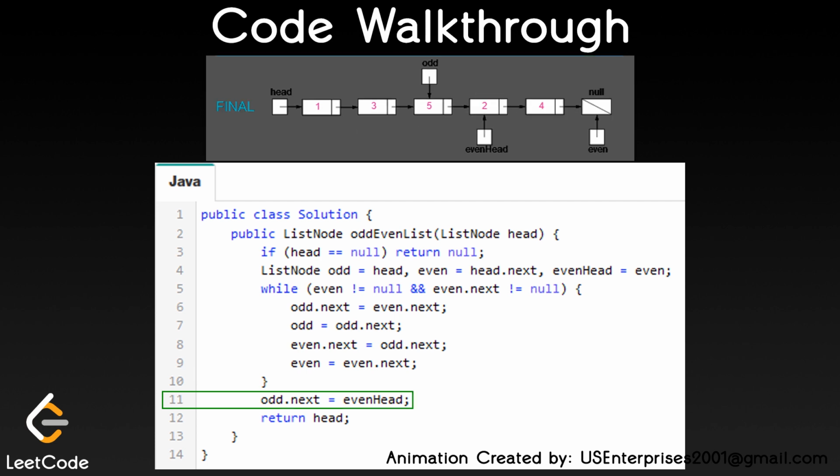In line 11, we can see the final step in our figure. The node at odd.next, which was at the tail of the odd index list, is assigned to point to even head, which is at the head of the even index list, thus completing our reordering and creating the final singly linked list. Line 12 returns the node head, which points to our resulting list. Line 13 closes the code block for odd even list with a closed curly brace. And line 14 closes the code block for solution with a closed curly brace.